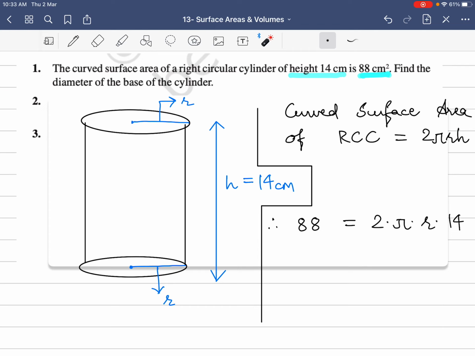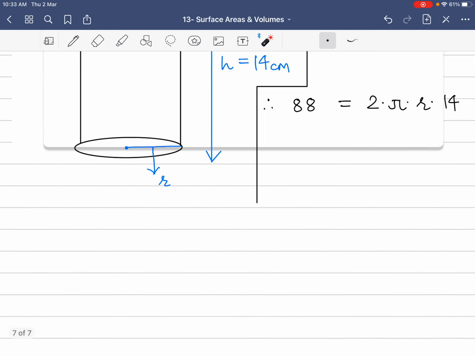Now let us read what the question asks. The question says find the diameter of the base of the cylinder. So we have to find the diameter of this base of the cylinder. We all know diameter of any circle is equal to twice its radius. So all we need to do is find the value of r. Once we find the value of r, all we have to do is multiply it by 2, because 2r is equal to the diameter, which is what the question is asking us. So let's continue solving this question.